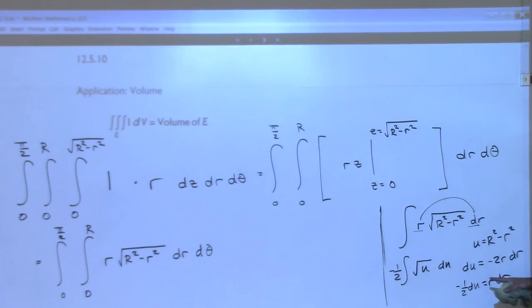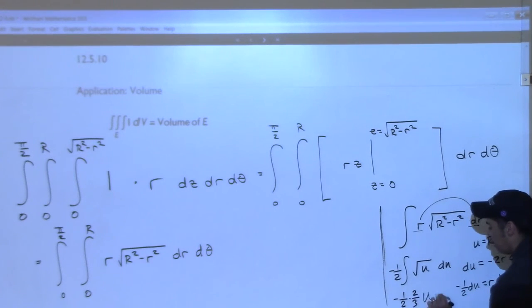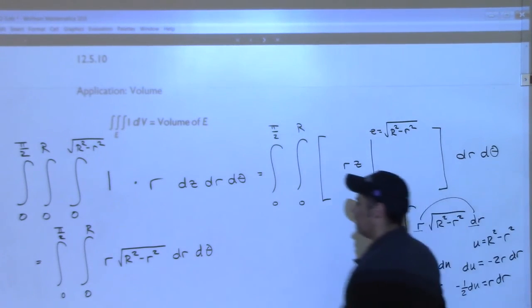So what is the antiderivative of u to the 1/2? 2/3. So minus 1/2 times 2/3 u to the 3/2. And the 2's cancel, and you just get negative 1/3. This is u, right? So let me just plug this back in now. I'm ready to do the next part.